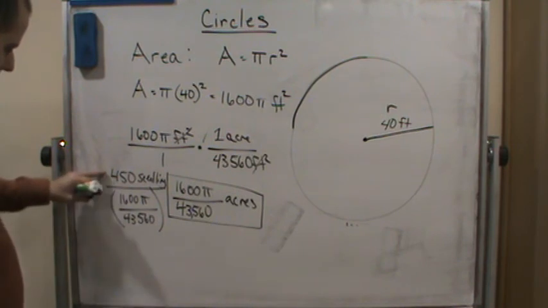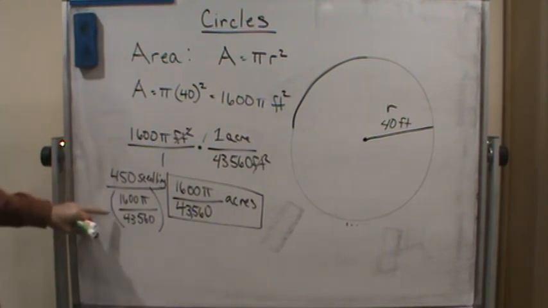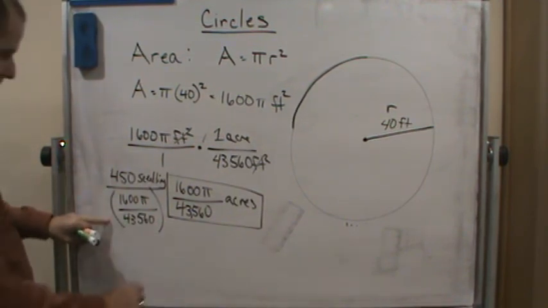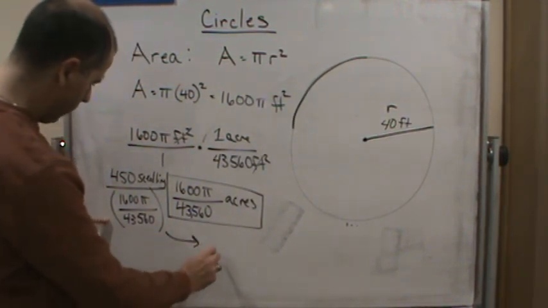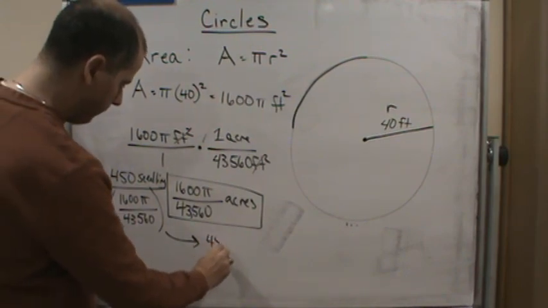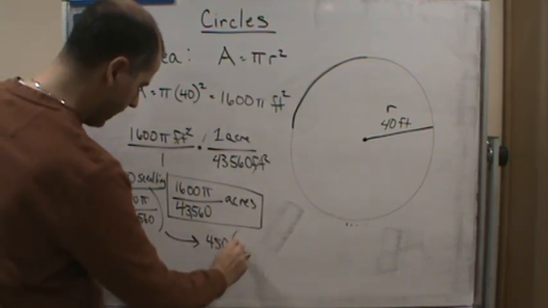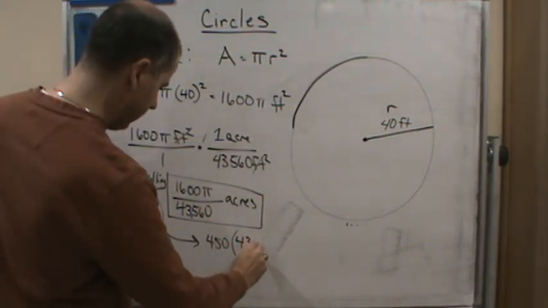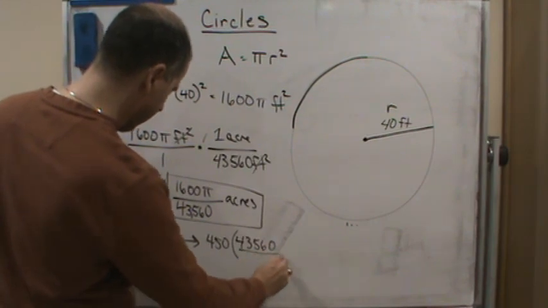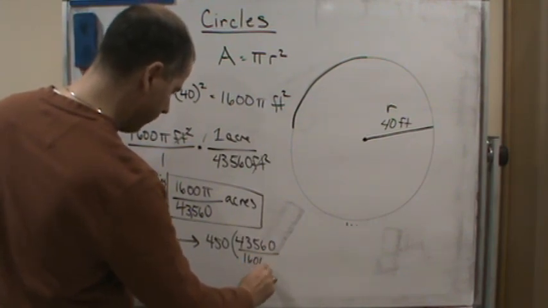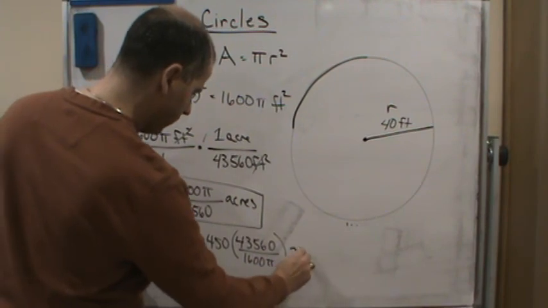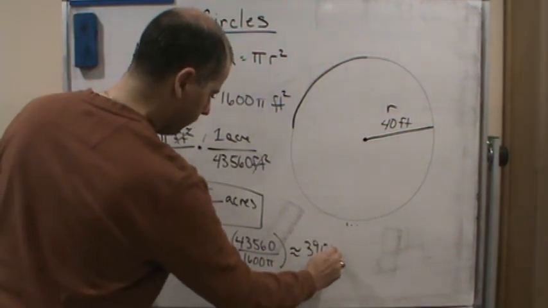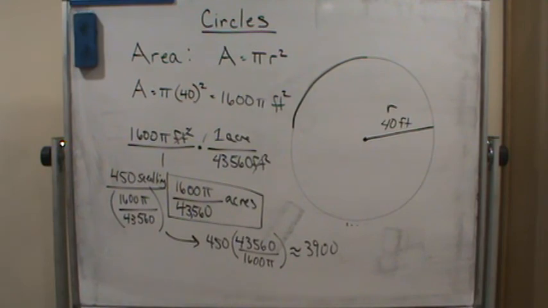right? Now, if I take this number, this is a number divided by a fraction, well, what do I get when I simplify this? This is going to equal what? 450 times the reciprocal of the bottom here, which is going to be 43,560 divided by 1600 pi, and that's going to give you the same number as approximately 3,900 seedlings per acre.